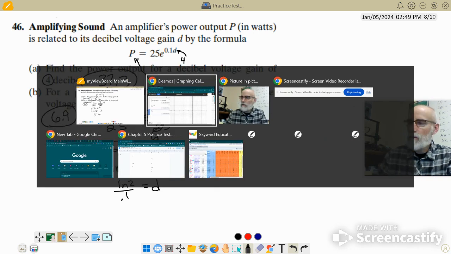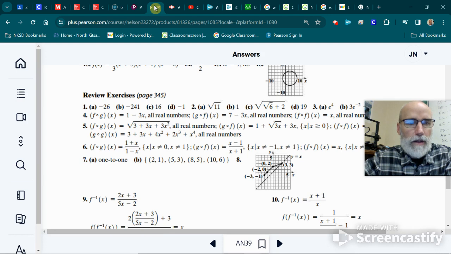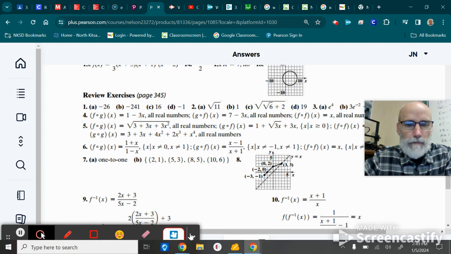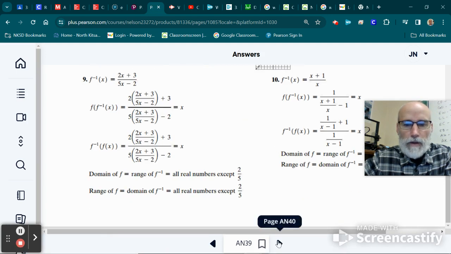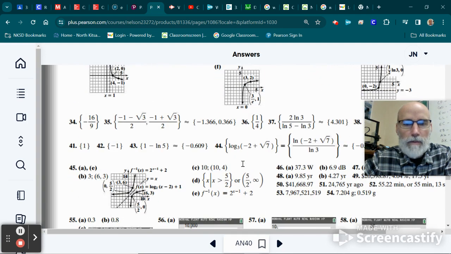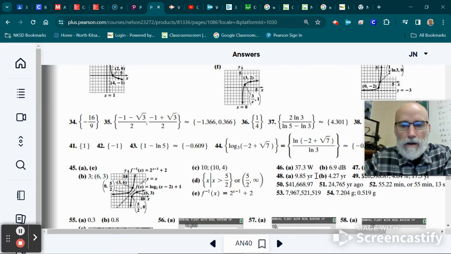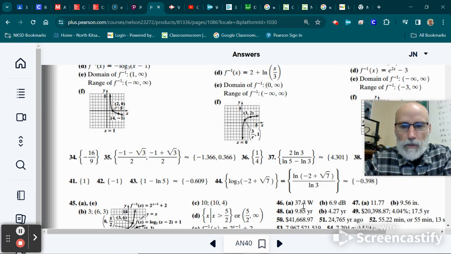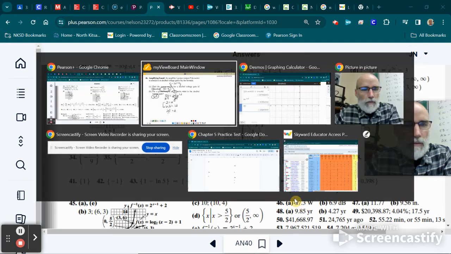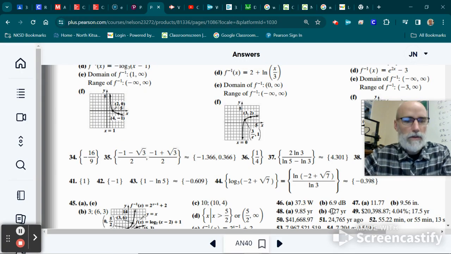Now remember, all these answers are in our textbook. Jumping over here, I think I got the answers. That's on the next page. The answers on page AN 40 are what you probably want for this particular problem. We just did number 46, and we're hoping to see 37.3 and 6.9 in there. There it is, 37.3, 6.9. So we got the right answer. That's what I want you doing, checking the answer.